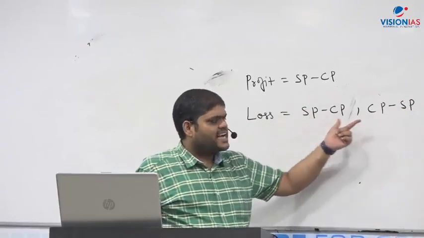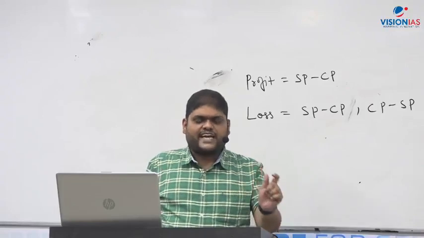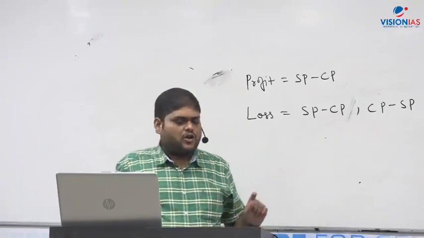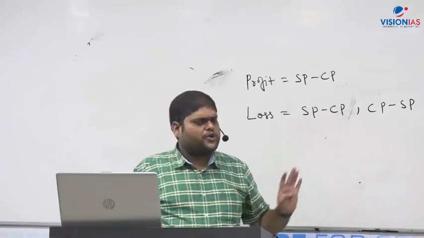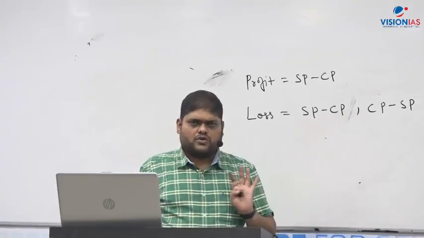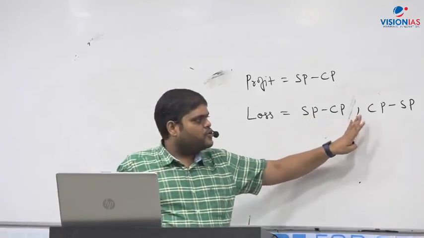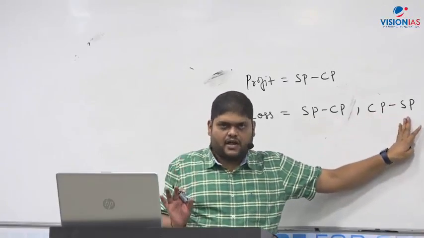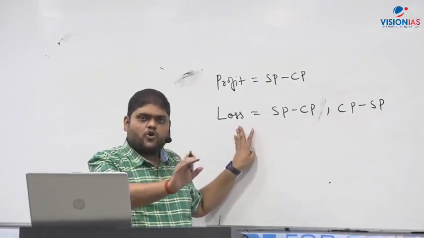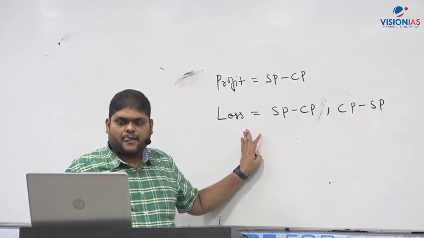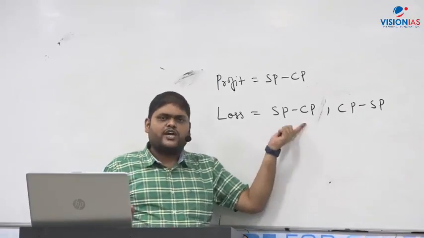Only minus sign will be there, and that minus sign is only showing loss. There is no technical meaning of that. Loss you can do CP minus SP, no issue. Or you can do SP minus CP, no issue. When you do SP minus CP, a minus sign will come. And when you do CP minus SP, no minus sign. Since it is already saying loss, so that means there is no meaning of minus sign there. Are you getting my point? Not? You can do anyway, no issue with that.